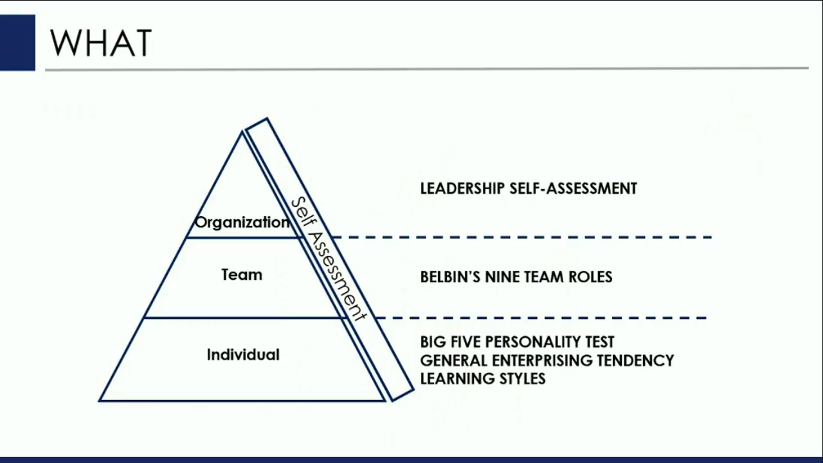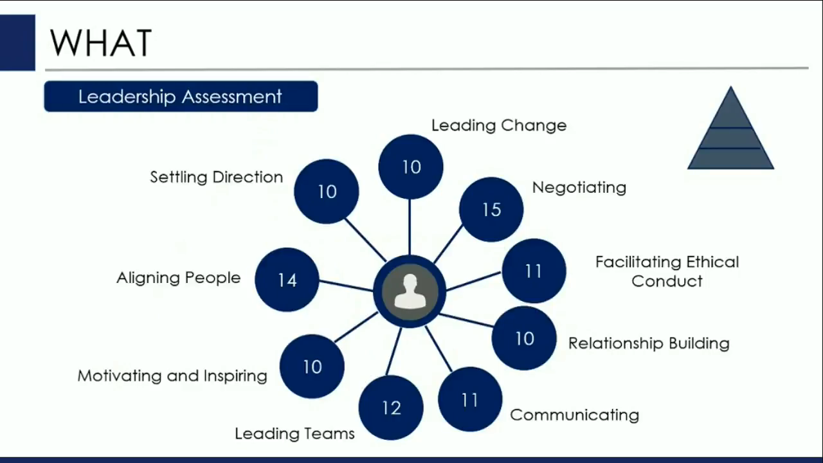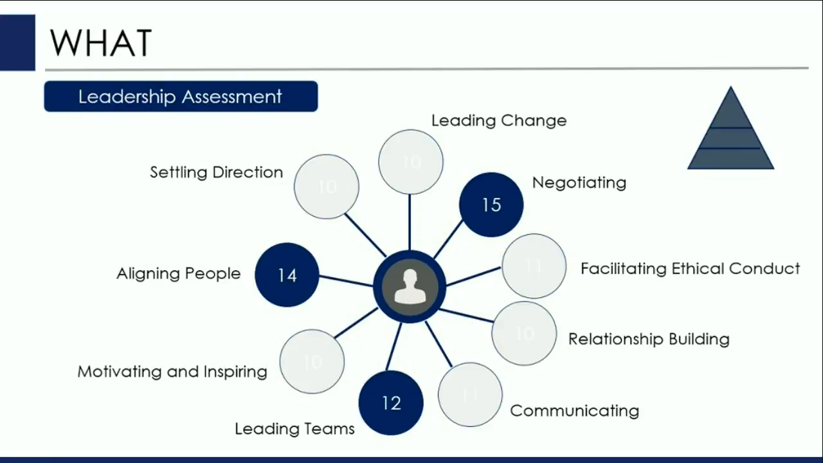And the last category is about organization skill. It talks about capabilities to lead an organization. In the leadership self-assessment, there are 9 attributes. So, according to the model, I'm a negotiator, people aligner, and team leader. As a negotiator, I will be able to negotiate with other people along the process of working in order to have a better or best result.